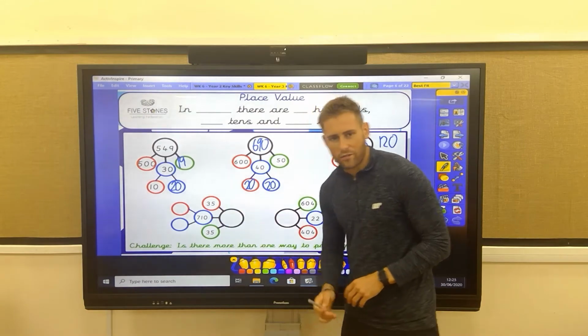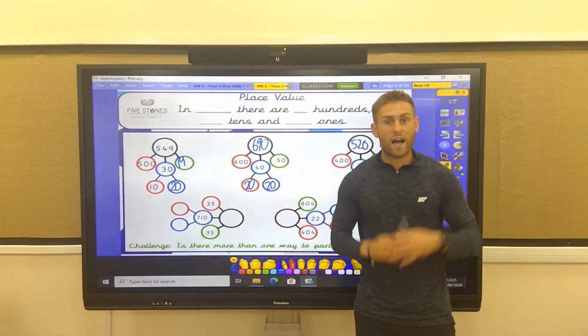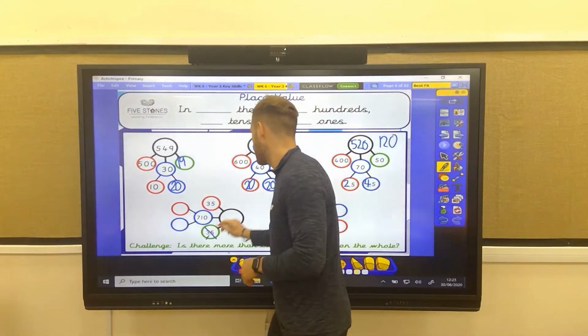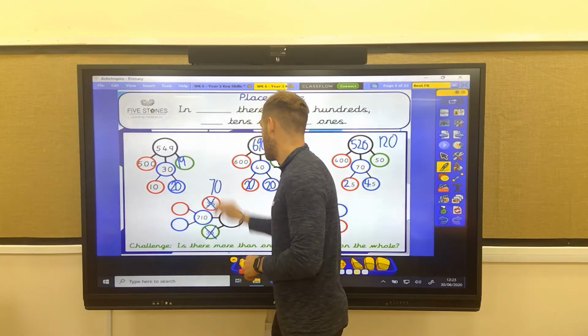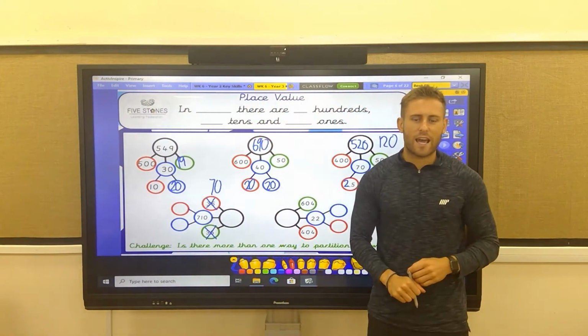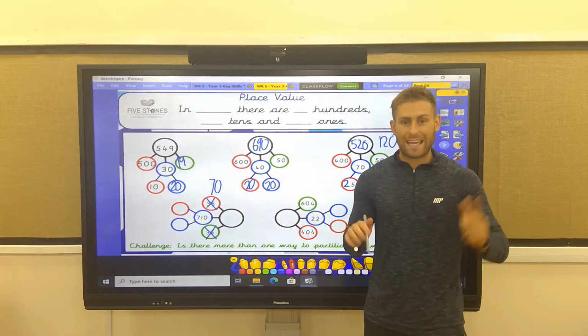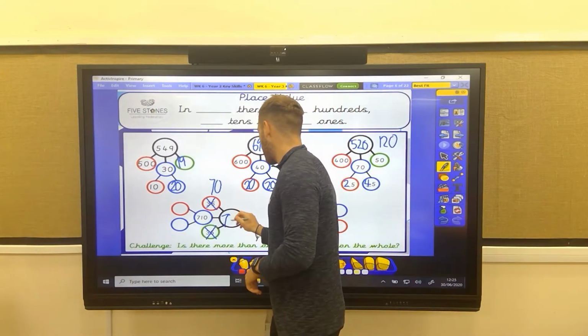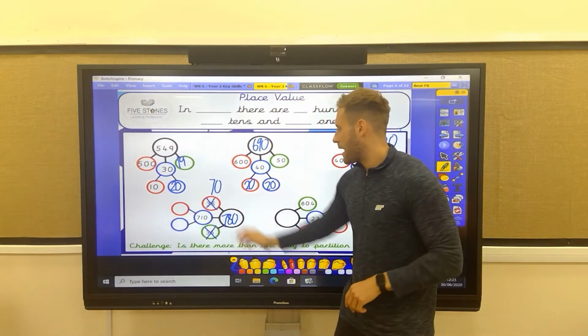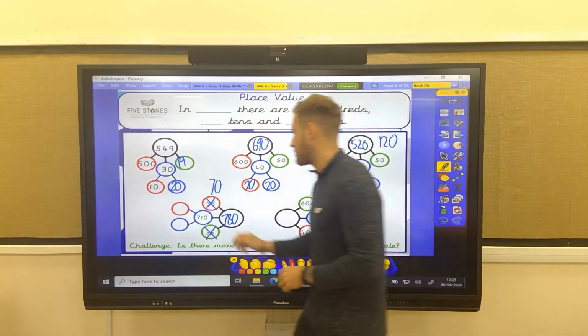710, 35 and 35. A double factor of 35 is 70. So now 70 and 710. 70, 10 more, 80, 780. Our 710 can be partitioned into many different ways.